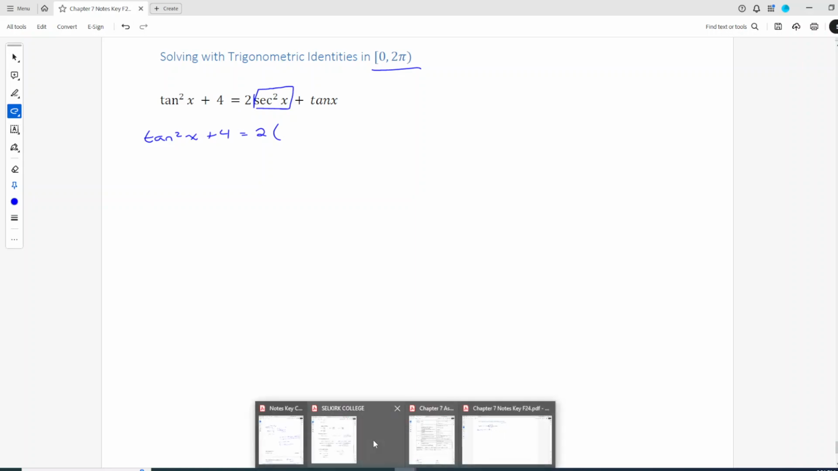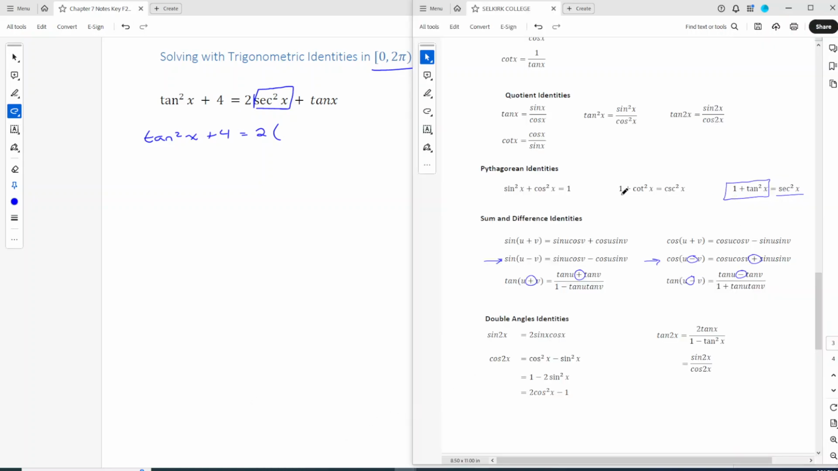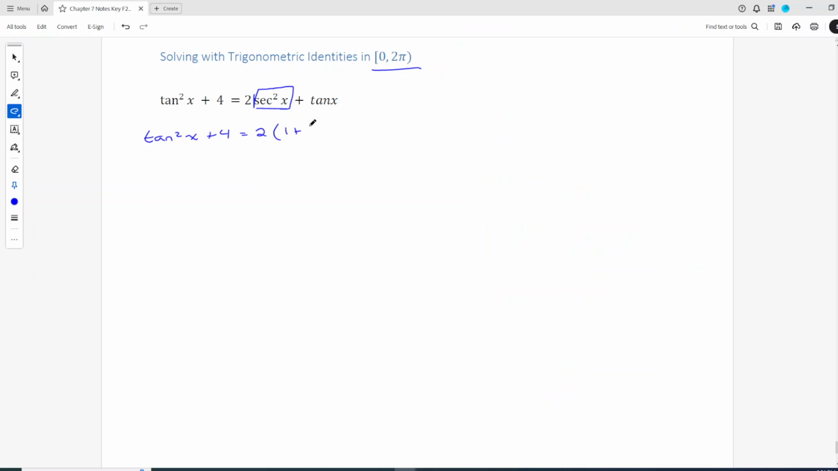Let's just double check I don't mess up that identity, right, with 1 plus tan squared x, and then plus tan x. And then we're going to simplify. So I'm going to distribute my 2. So I've got tan squared x plus 4 equals 2 plus 2 tan squared x plus tan x.